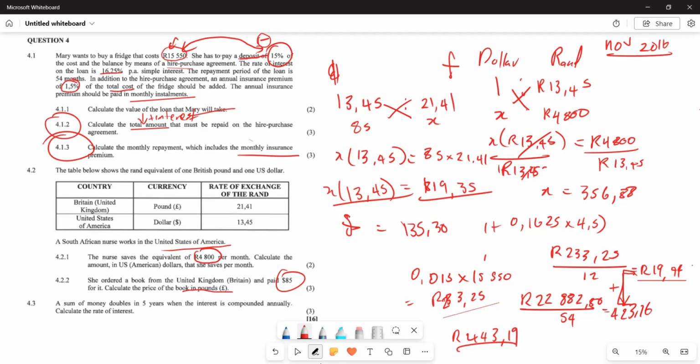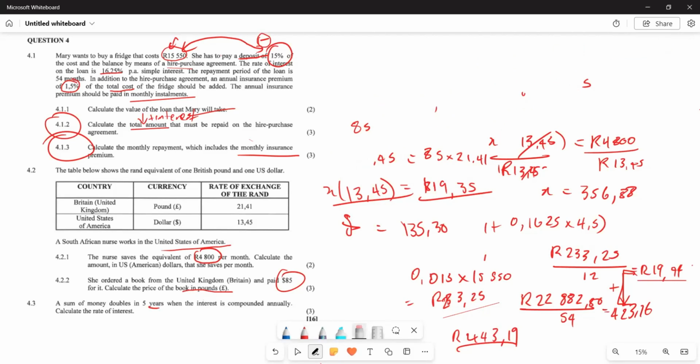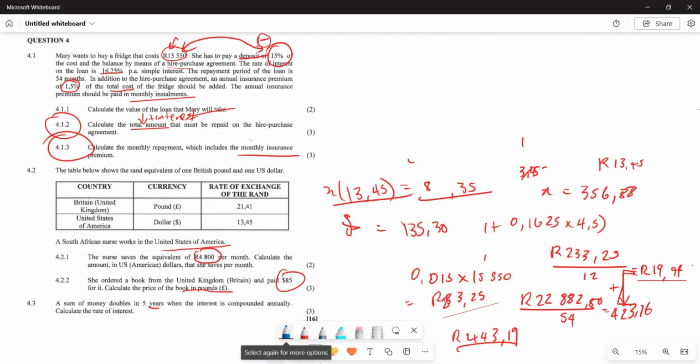And then after that, the last one. They say a sum of money doubles in 5 years when the interest is compounded annually. Calculate the interest rate. Let's see what we can do to try and solve this question. Look, these types of questions, let's just make some space here so that we can write, are not necessarily that complex to think of.